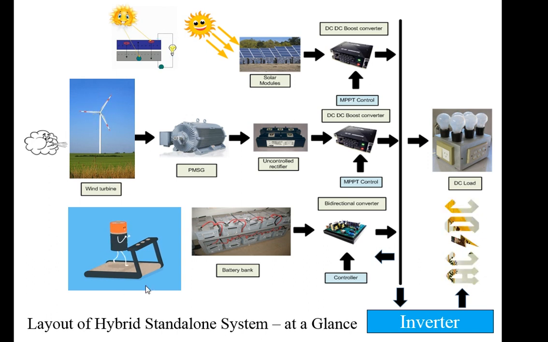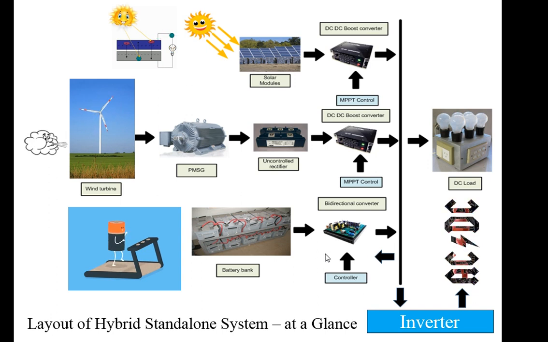Then, as I mentioned, there is also scope for a backup. The backup source is the battery in this case. So we have a battery bank. This battery will charge and discharge depending upon the availability of the power. As the grid is not there, this is the layout of the hybrid standalone system at a glance.